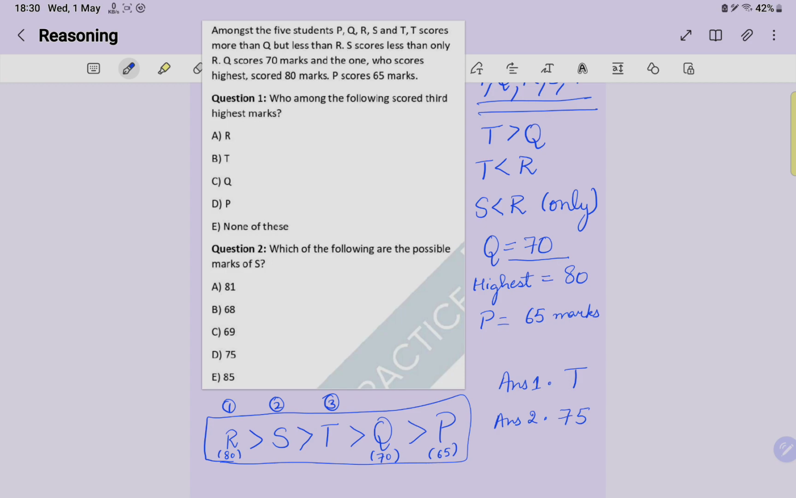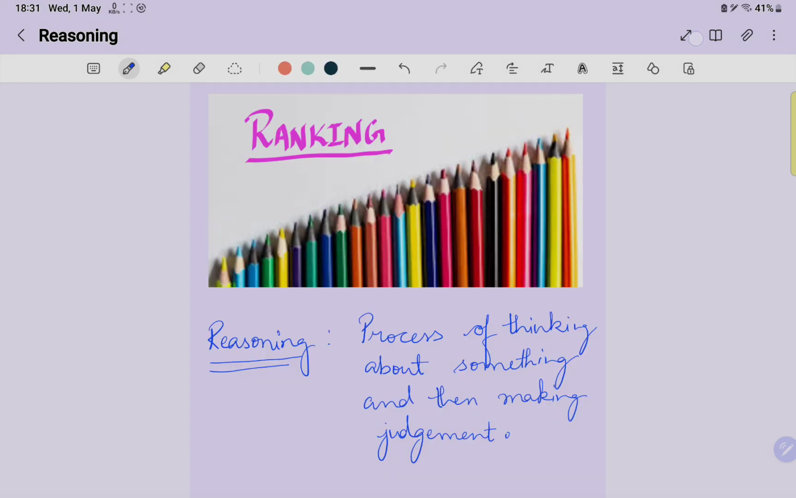So this is how you can solve different questions of ranking.